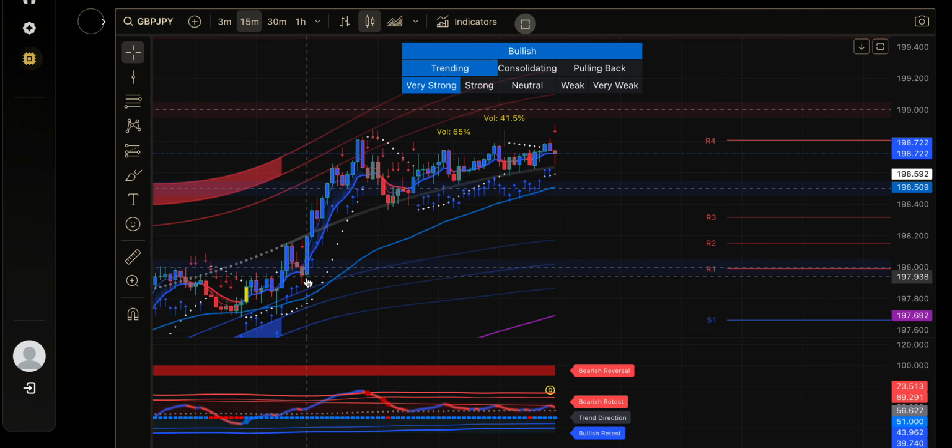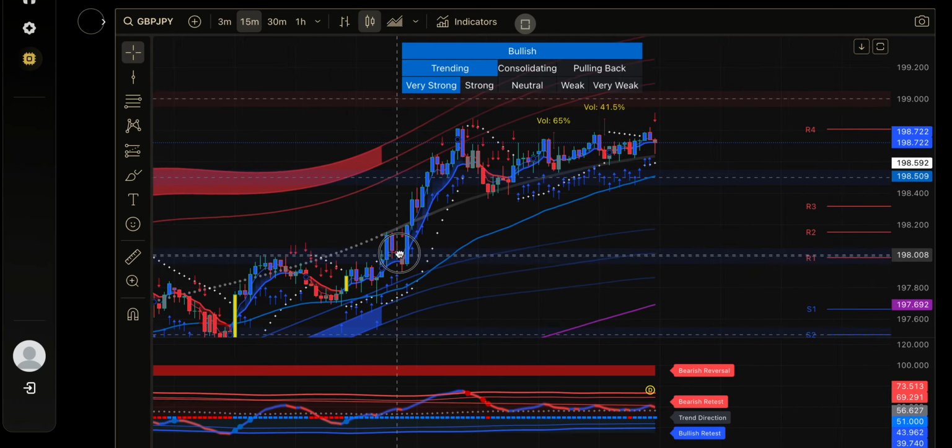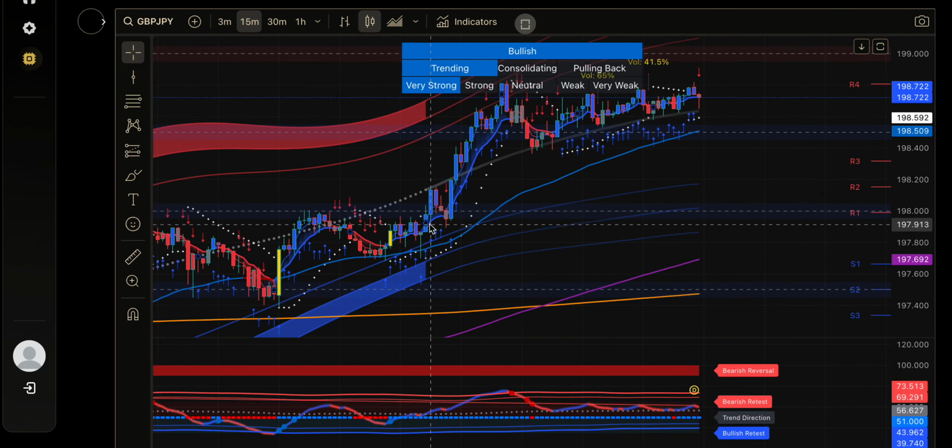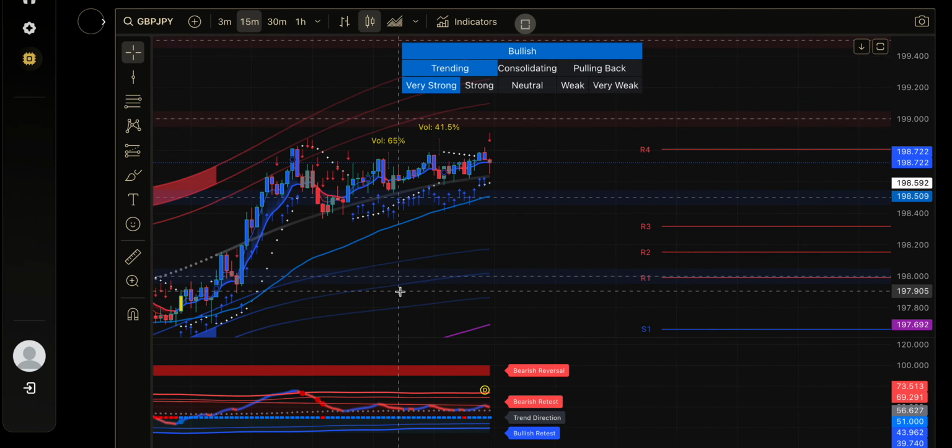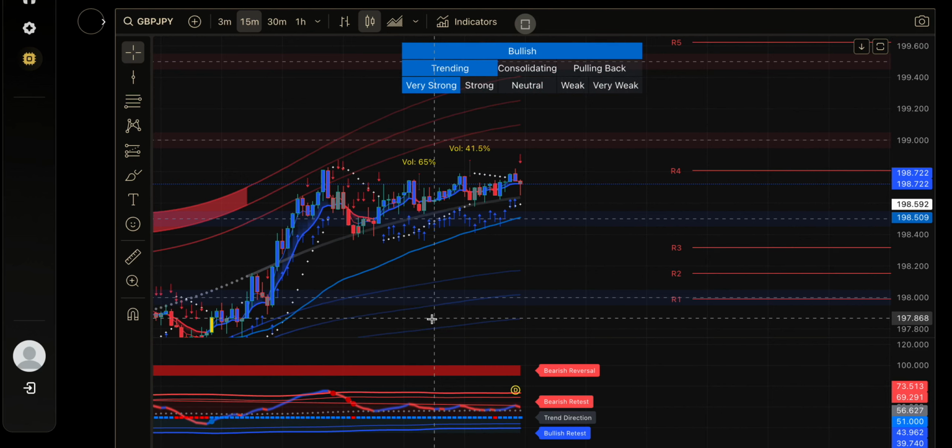So you can see this pullback here. This would have been an entry for you, and that pullback, and on like that. So pullback here, another entry for you. That's just the way it works. It's as simple as that. Okay, which other one should I check?